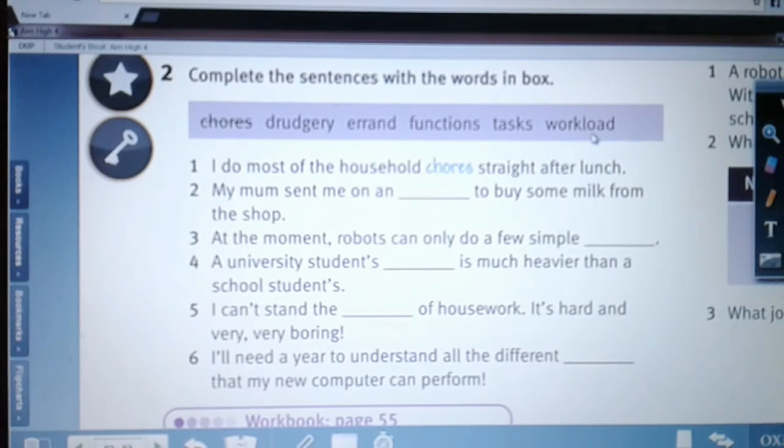Next, the last one is workload. Workload is the amount of work that has to be done by the machine or you, a person. Okay, so those are the definitions of the words in the box. So now what you have to do is to fill in the blanks from number 2 till 6. Fill those blanks with the correct word in the box.